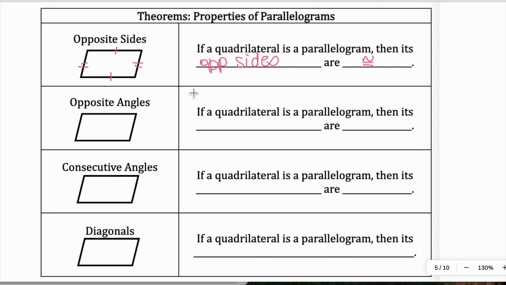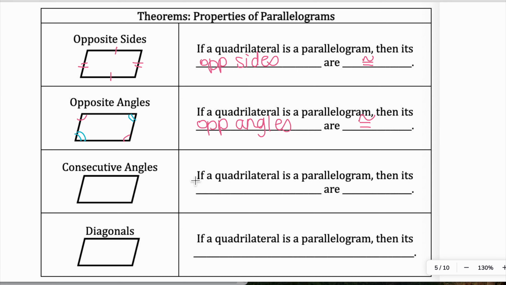Okay? If a quadrilateral is a parallelogram, then its opposite angles are also going to be congruent. So that means if this angle is 100 degrees, then this angle would be 100 degrees. Or if these two angles would be 80, then this angle would be 80. So opposite angles have to match.